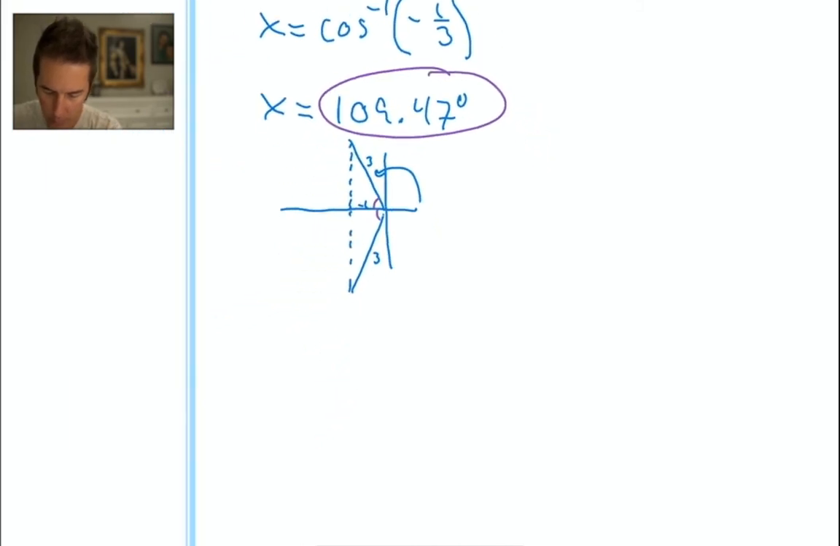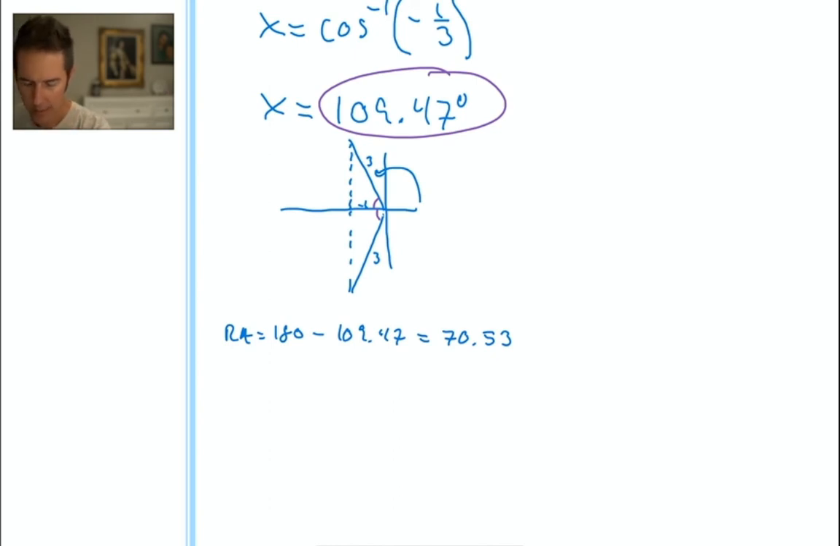I'm going to do 180, and we could even say reference angle equals 180 minus 109.47, which is equal to, let's just do it in our heads, shall we? How about 70.53? So that looks pretty accurate. You should double check that in the calculator.